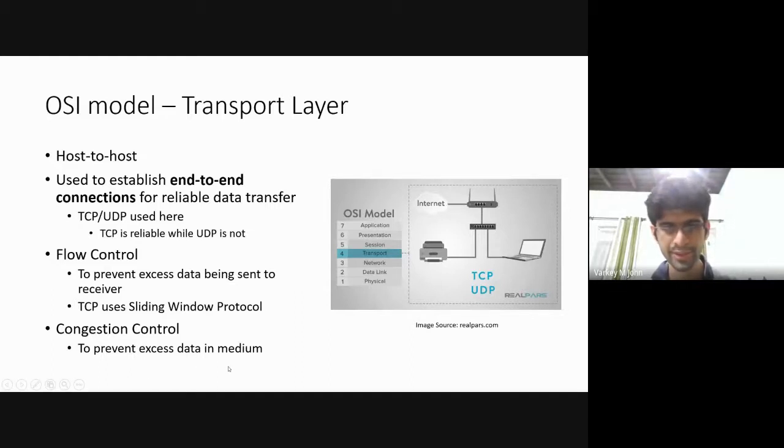Congestion control is also there. Congestion control is basically for the network. The network has a particular capacity on how much data it can accommodate. So if the device sees that it cannot send more data, then it reduces the amount of data that is sent, so the network is able to handle it. All of this happens in the transport layer.